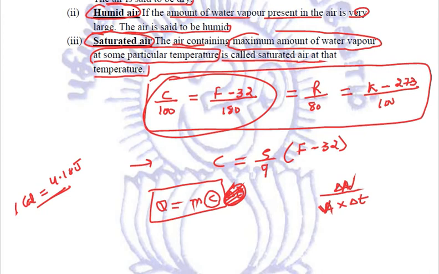Next, we talked about latent heat. It is the amount of heat energy which is required to change the state of matter without changing the temperature. Now, this latent heat is further of two types, latent heat of fusion and latent heat of vaporization. Then we saw the difference between vaporization and evaporation and the factors affecting the rate of evaporation.